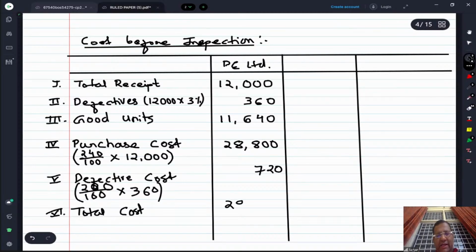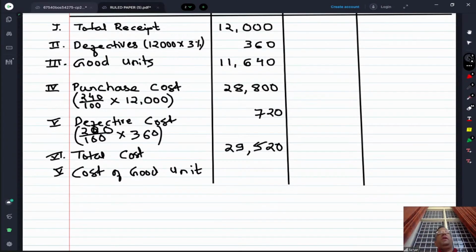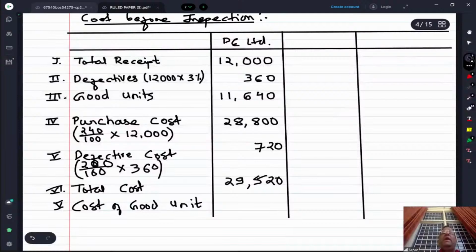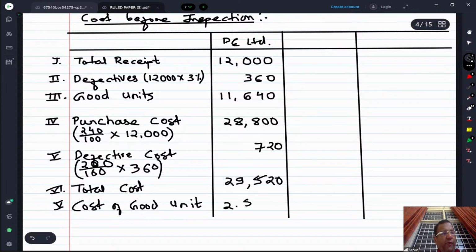Total cost is 29,520 rupees. Okay, now I want to find out the cost of good unit. So this 29,520 will be divided by 11,640. That will be the true cost per unit if that component is purchased from D Limited. So 29,520 divided by 11,640 comes out to 2.536 rupees. Clear, beta? In the same way, now you have to find out the remaining two suppliers.